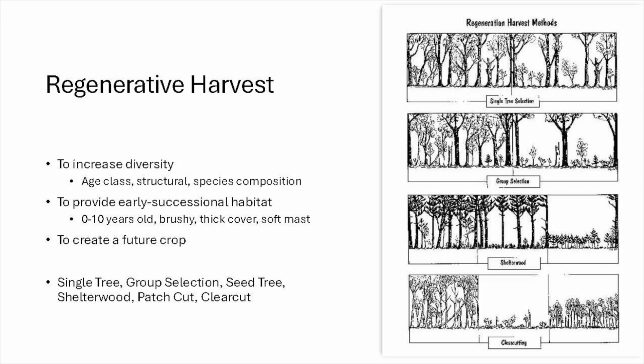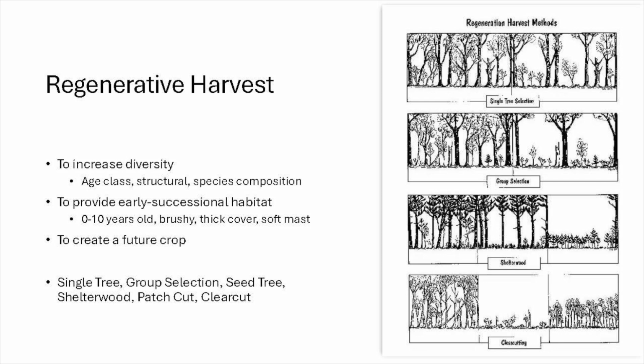Regenerative harvests are great to provide early successional habitat, which is usually referred to as 0 to 10 years of age for a forest, where we have these really dense saplings, this brushy habitat. It provides a lot of cover for ground nesting birds and lower nesting birds from predators, both raptors and on the ground. So a regenerative harvest can be used to create a future crop as well, like I mentioned.